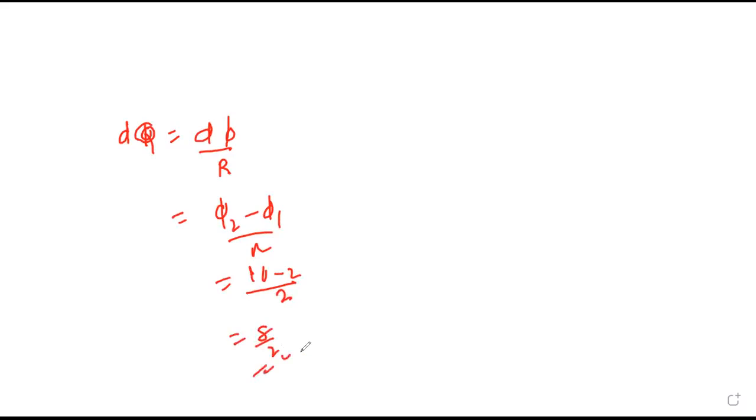Change in flux is dQ equals d phi by R. So d phi is phi 2 minus phi 1 upon R, which is nothing but 10 minus 2 upon R, which is 8 upon 2, 4. All of you got 4 now? I dt is nothing but dq, dq is d phi by R, okay?